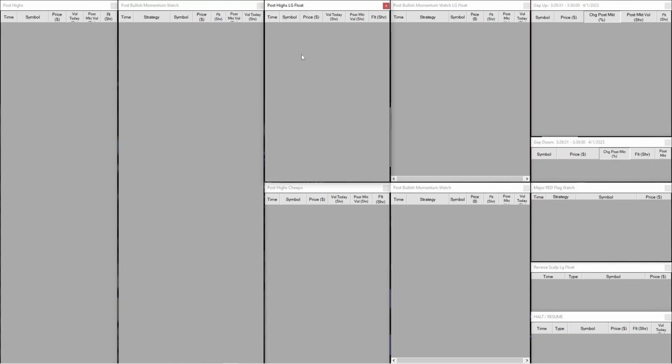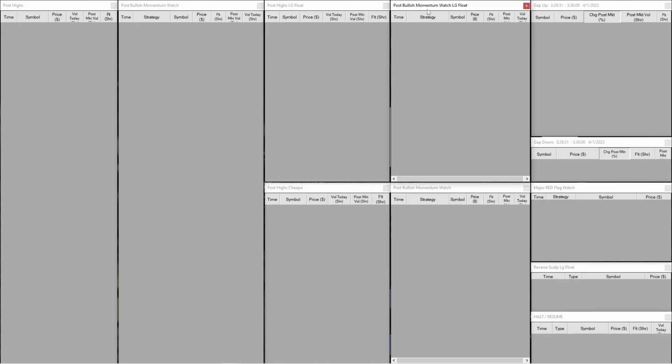To the right of that, we've got post highs, large float. So you guys get the idea, right? It, again, has a larger float. So these two scans are going to be higher quality. This one is going to be lower quality. And so stocks like RUM, R-U-M, the other day, RUM came on these two scanners here. This scanner and this scanner go hand in hand together.